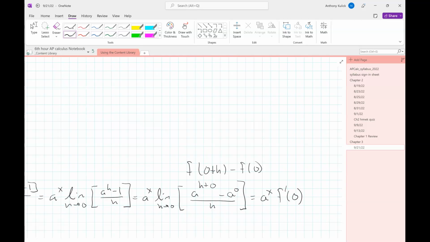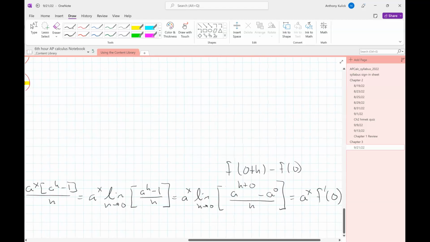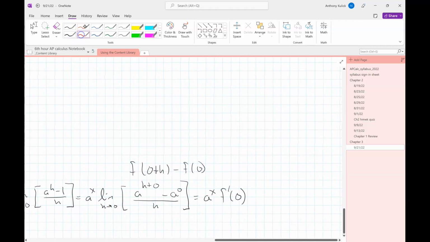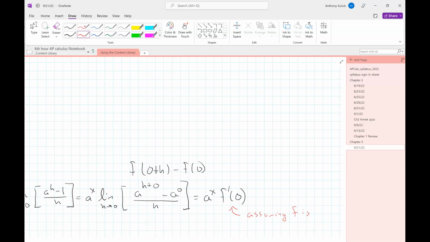All right, so now we are making one assumption here when we wrote this. What are we assuming? Yes, that f is differentiable at 0, right?